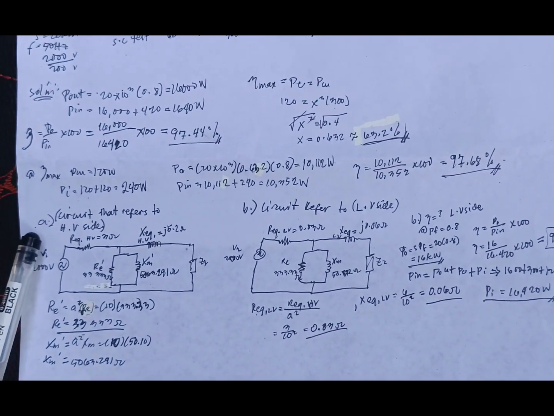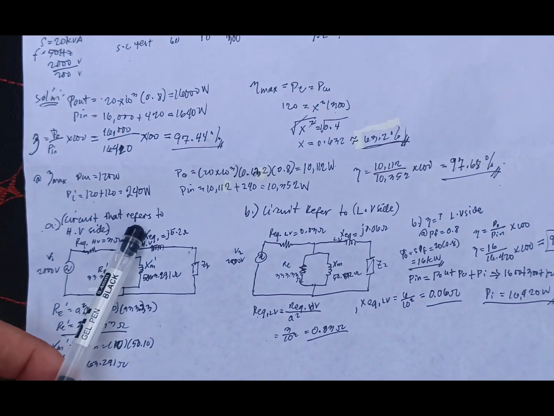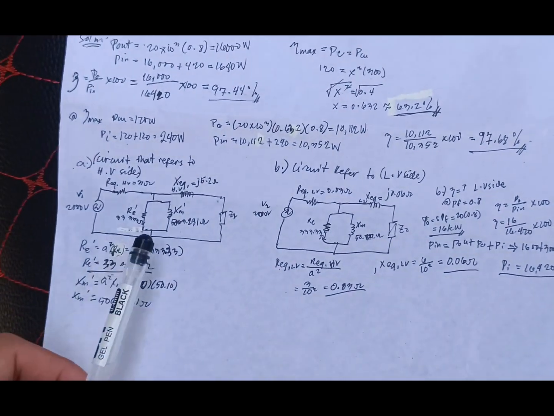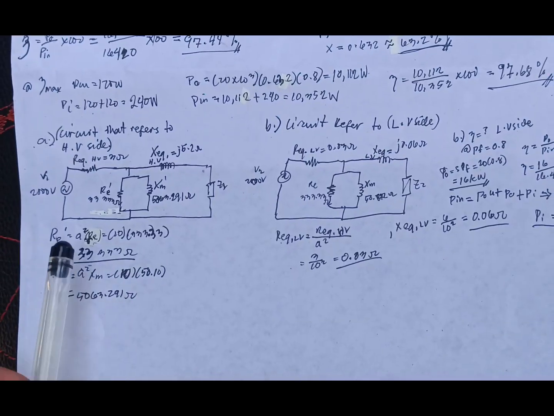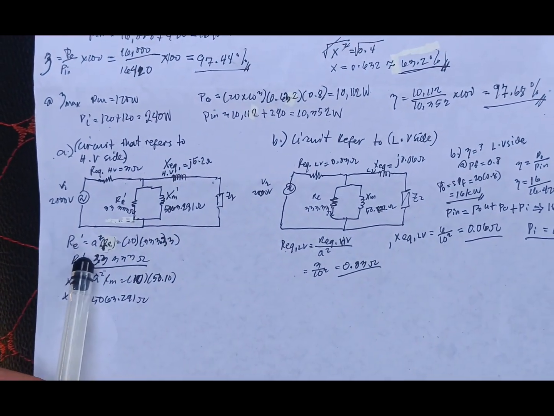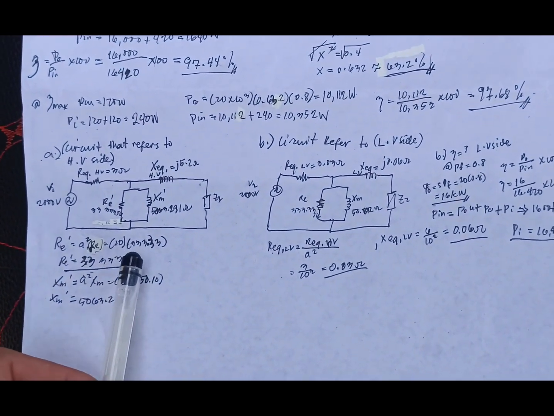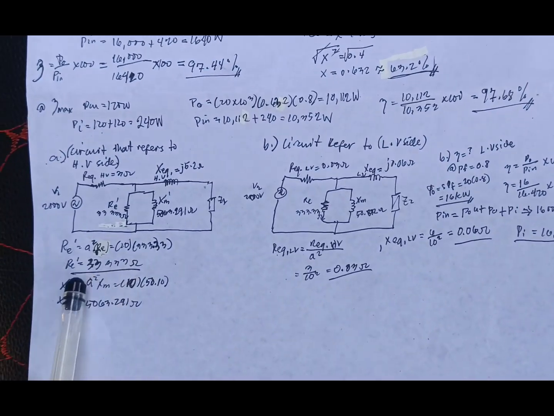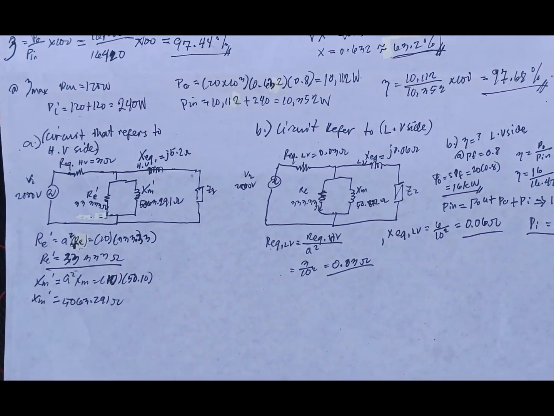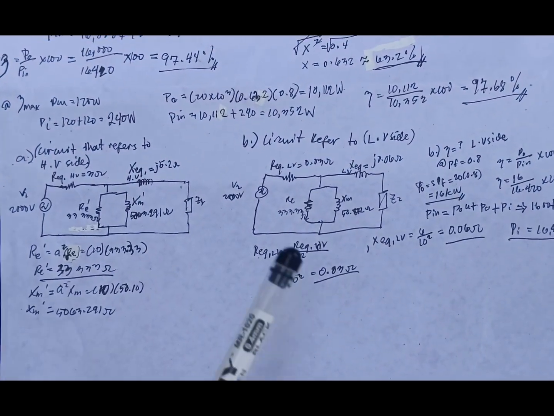The circuit referred to the high voltage side: we have a circuit here, and values for core resistance and magnetizing reactance. By getting the resistance, A squared times RE is equal to 10 times 333.33, we get the value of RE prime and the magnetizing reactance.